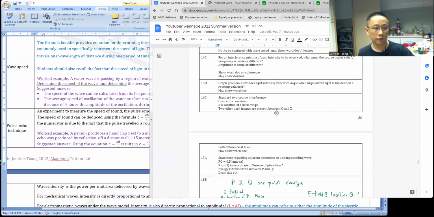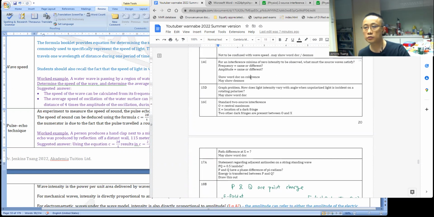Now, question 14. An interference pattern with minima of 0 intensity is observed between light waves. So you've got 2 waves undergoing perfectly destructive interference. What must be true about the frequency and amplitude of the light waves? It turns out for 2 waves to undergo destructive interference, they must be so-called coherent.